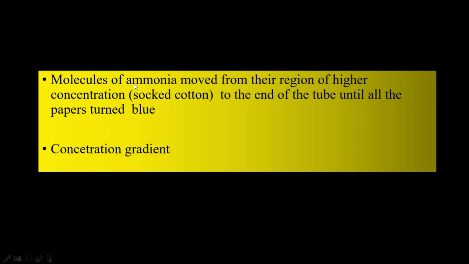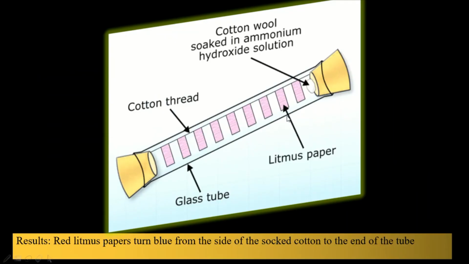All right, so let's interpret our results. Molecules of ammonia moved from their region of higher concentration, where we have our soaked cotton, to the end of the tube until all papers turned blue. Why are these molecules moving? They are moving because there's a concentration gradient. Your cotton has a higher amount of ammonia, whereas in the tube, as you proceed in this direction, we do not have any cotton, so let's assume there's no ammonia here. Because there's no ammonia here, ammonia will move from your cotton in this direction.